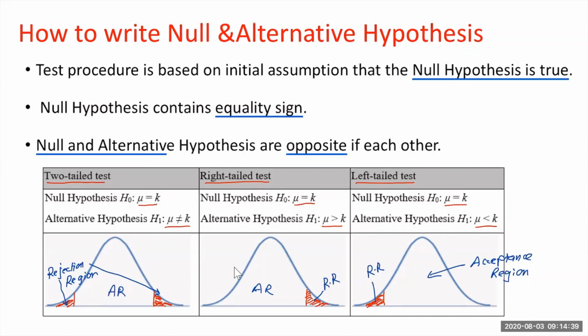So based on the given information, whenever we are performing the hypothesis testing, we have to write the null and the alternative hypothesis. Then by looking at them, we can determine whether it is a two-tailed test, right-tailed test, or left-tailed test. Then we have to draw the proper diagram to represent that test.